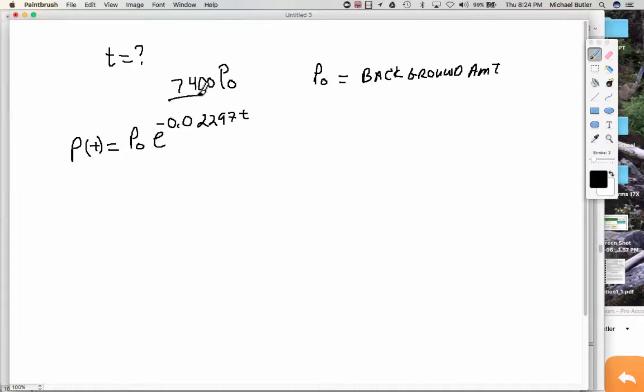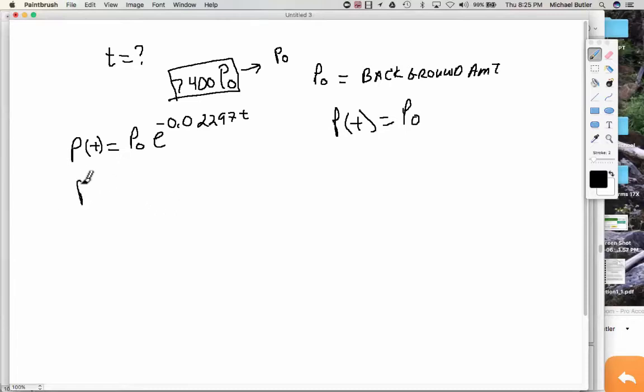So P sub 0 is the initial amount, and what we want is for this to decay back to P sub 0, the background amount. So we want P of T to be equal to P sub 0. We don't want P of T to grow up to 7,400 times P sub 0. That would be saying we want to increase the amount of cesium-137, and that doesn't make any sense. We want the amount of cesium-137 to decay back to the background amount again.